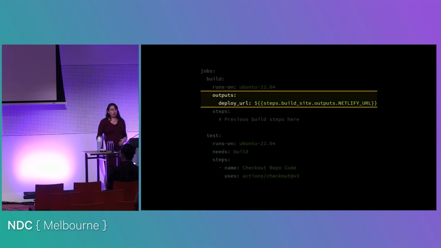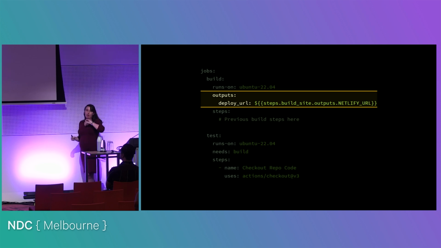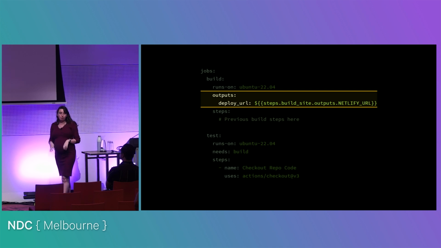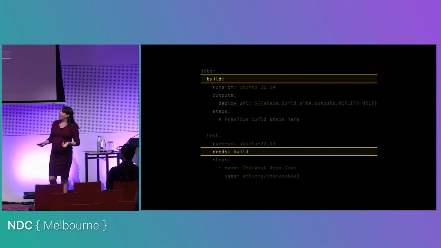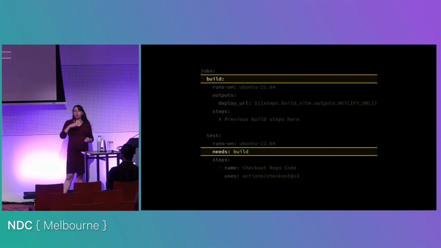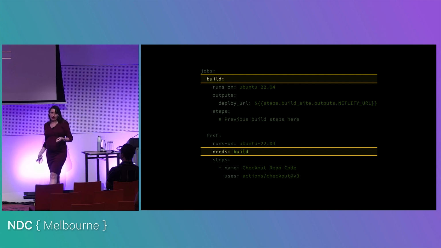Then I want to go through and pass my live URL from the build job to the test job. Now to do this, I need to define an output on the build job, in this case deploy URL. And then I need to set a condition, a requirement that the test job needs the build job to complete first.